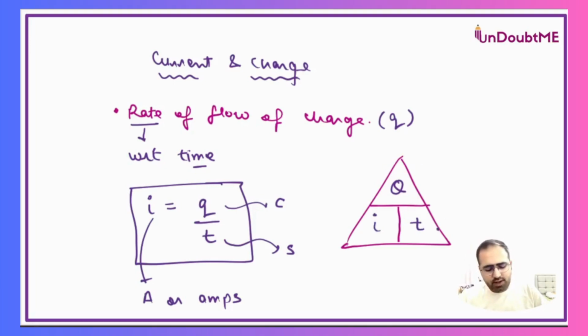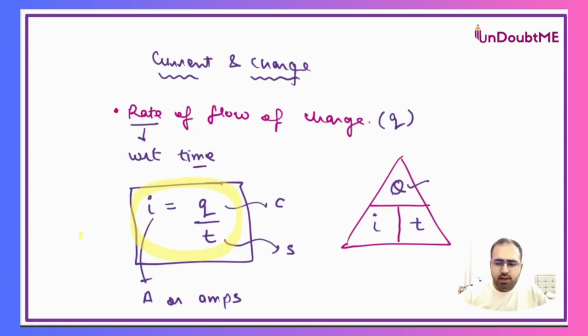So how do we read this triangle? If I want Q, then it will be I times T. If I want I, then it will be Q over T. And if I need T, then it will be Q over I. So everything can be understood with this formula also, or you can understand that with the help of that triangle.